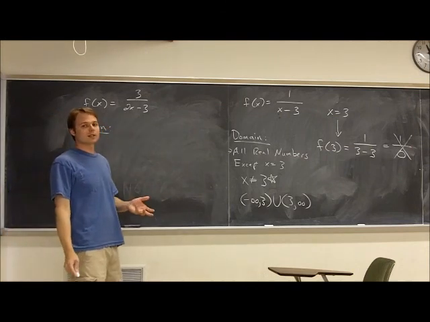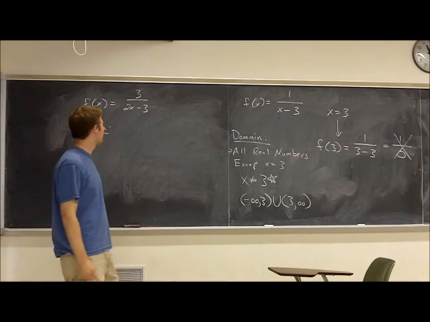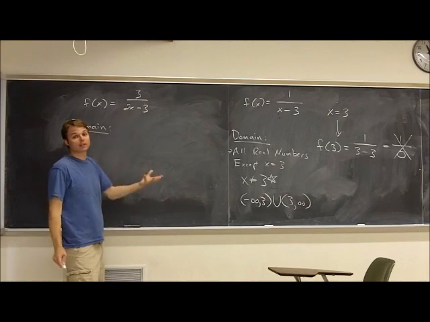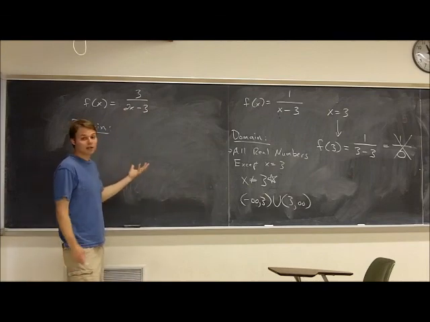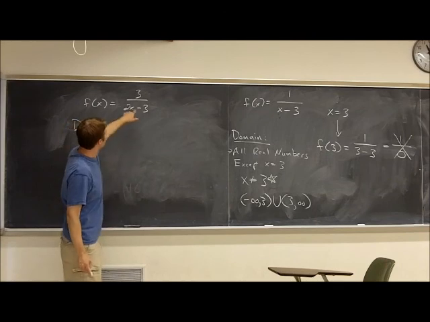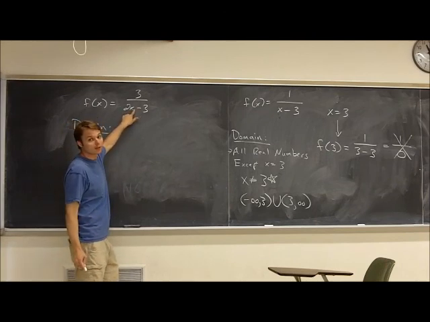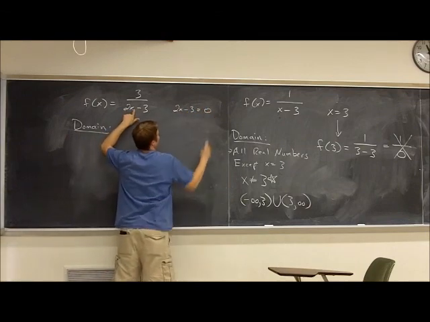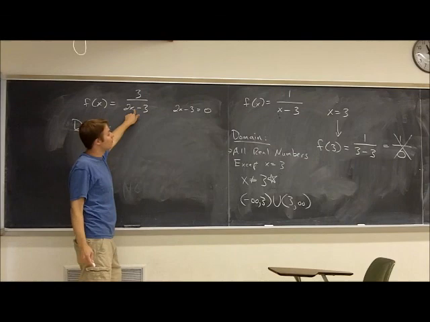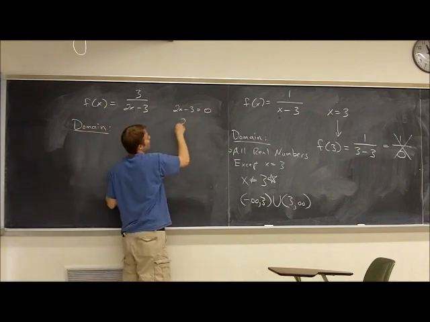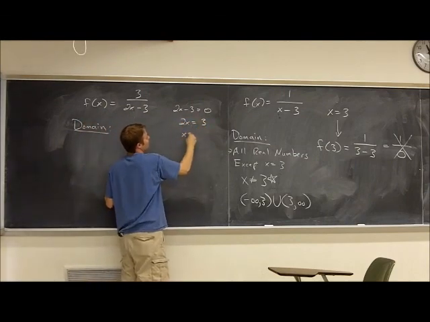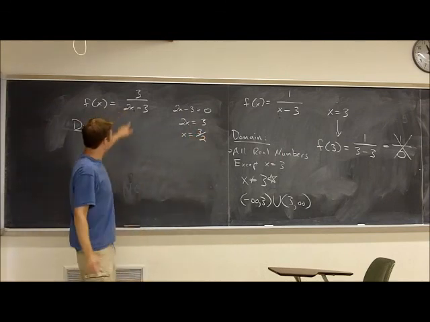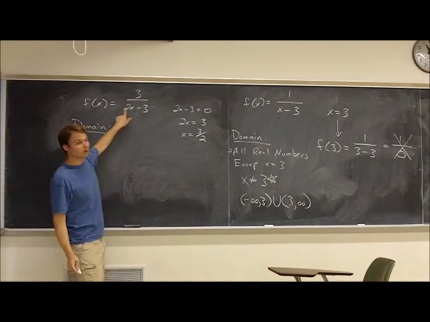Okay, so I'm going to start by asking myself, what are the bad things that can happen? Well, if I have division, really the only bad thing that can happen is that I will accidentally divide by 0. So that's what I don't want to happen. So what x value would make this denominator equal to 0? Well, if I set the denominator equal to 0, I just have an equation, and I can solve this equation. So I'll add 3 to both sides, and I'll get 2x is equal to 3. And so that tells me that if x is equal to 3 over 2, this denominator will be equal to 0.